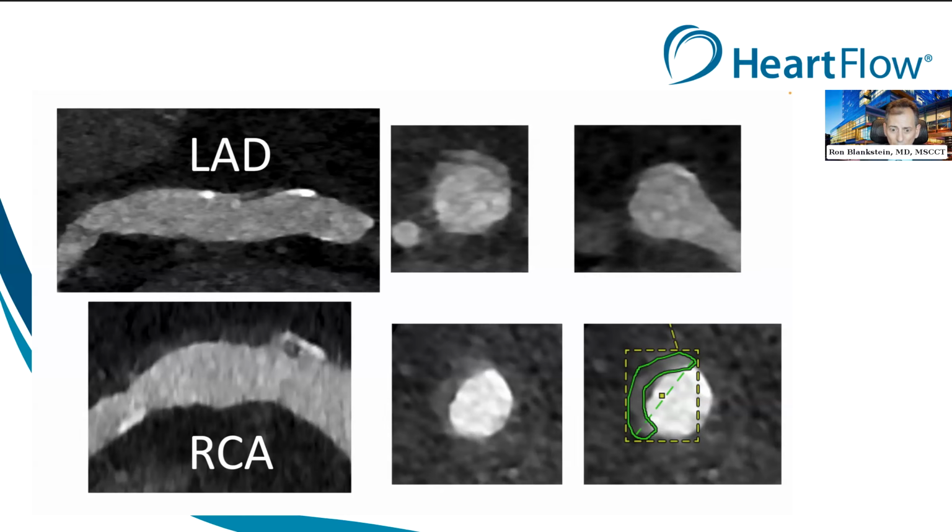Same with the right coronary artery. When we go through and look at this vessel carefully, we see an extensive amount of non-calcified plaque with very nice correlation between where we see the plaque and where it was actually quantified.